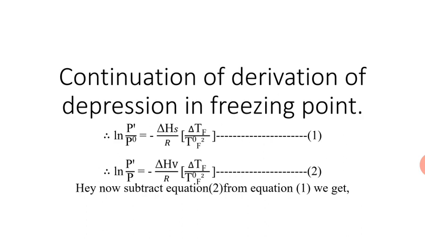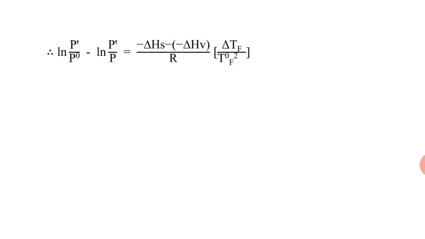Now subtract equation 2 from equation 1. We get ln p' upon p0 minus ln p' upon p is equal to minus delta Hs minus inside the bracket minus delta Hv, bracket complete, again the square bracket delta Tf upon T0f square.